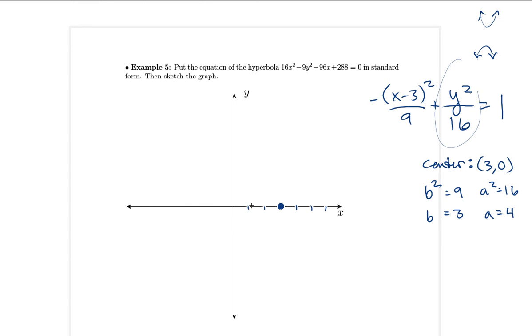So that means I've got to go 4 in the y direction away from center, and on both directions, of course. So that puts a point here and a point here. And then for b, I've got to go 3 both ways in the x direction. So there's b from center and b from center. So this is going to give me my box, which in turn gives me my asymptotes.